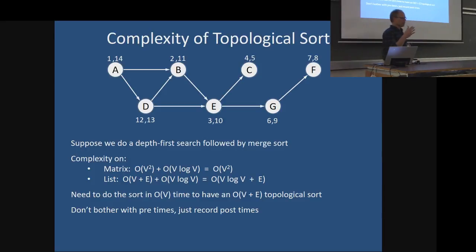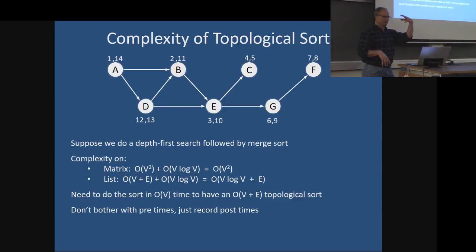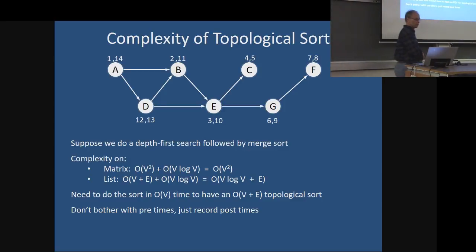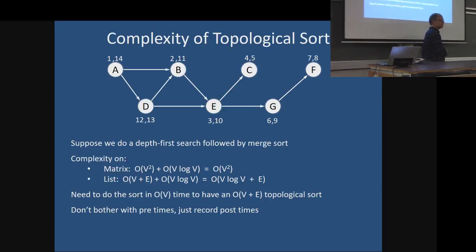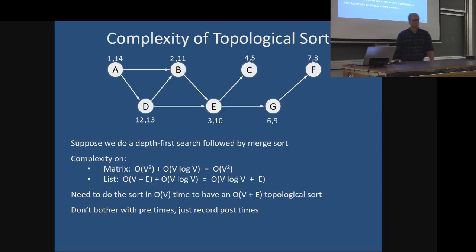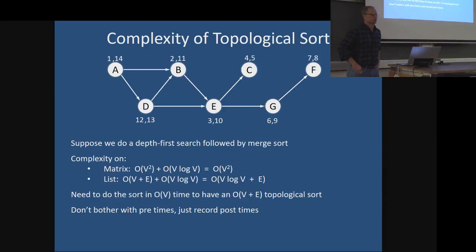As you discover post times, the last one you stick in the array would be A, at the beginning. You've got it sorted with no extra cost. You don't have to do a merge sort. So now the complexity of topological sort is just the same as for depth first search, which is what I was after.